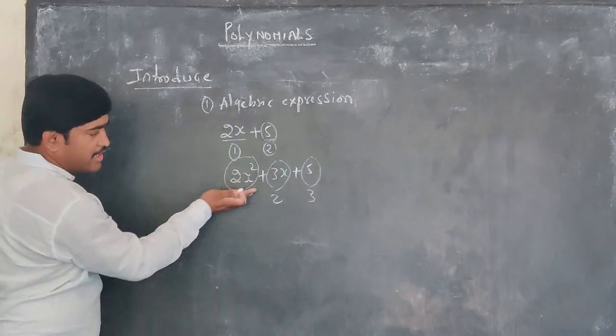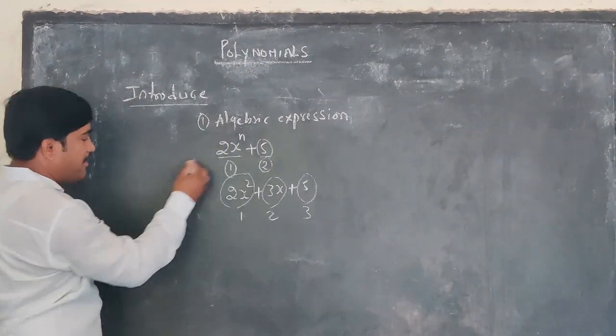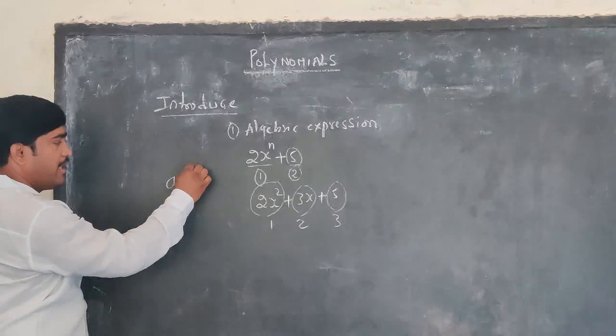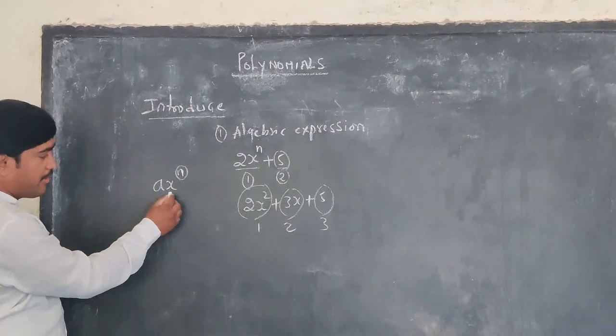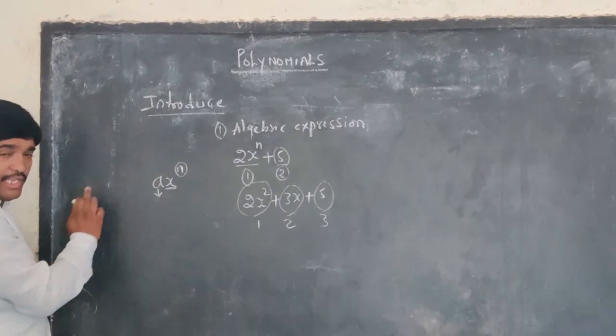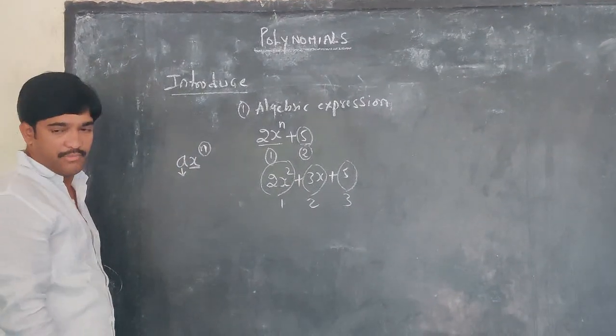Here, how am I varying this? It depends on the power. In general we write this as a x power n, where n is a number to which the variable is raised, and a is the coefficient of the variable. Here it completely depends on the variable of the terms.